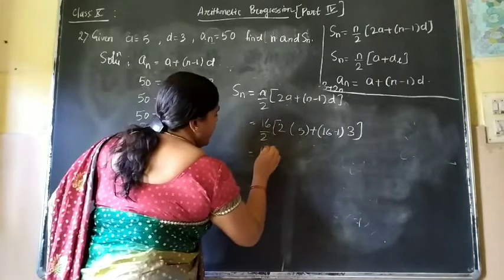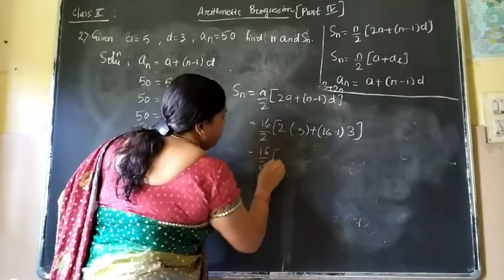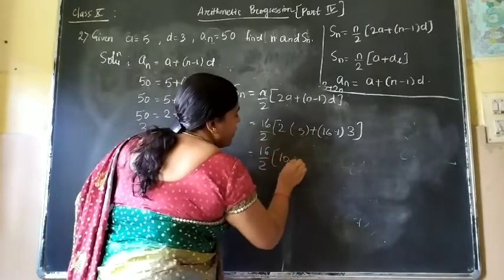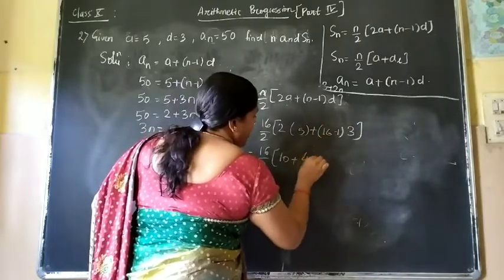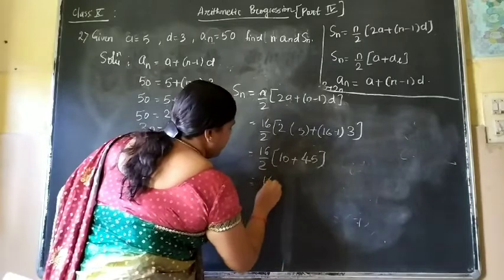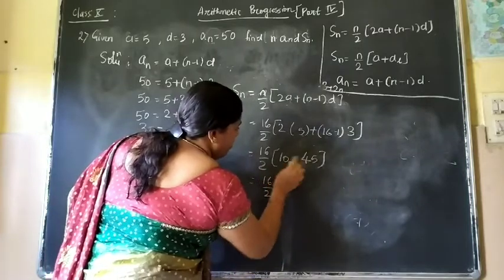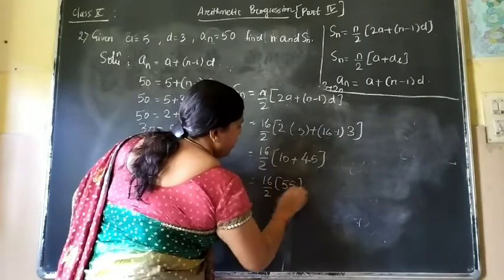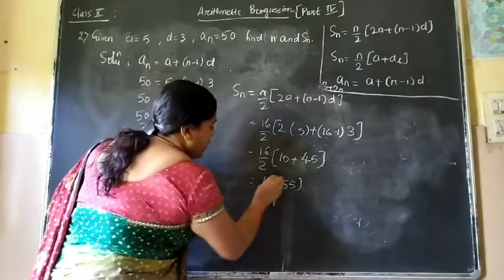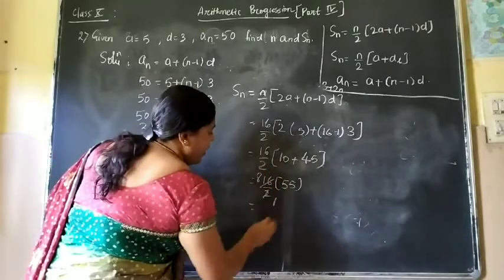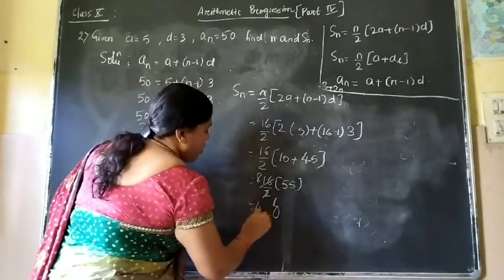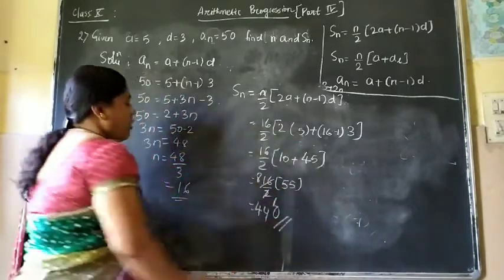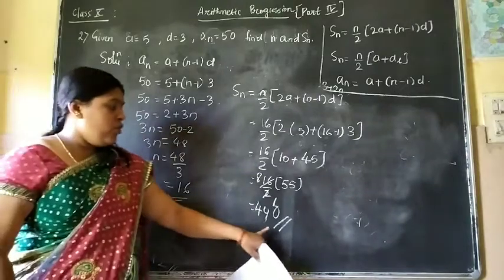Simplify. We are going to get 16 by 2. 5 twos are 10. 16 minus 1 is 15. 15 threes are 45. So this is 16 by 2 into 10 plus 45, and 10 plus 45 is 55. 8 times 55 is 440. 8 fives are 40 plus 4, 44. So the sum of 16 terms is 440.